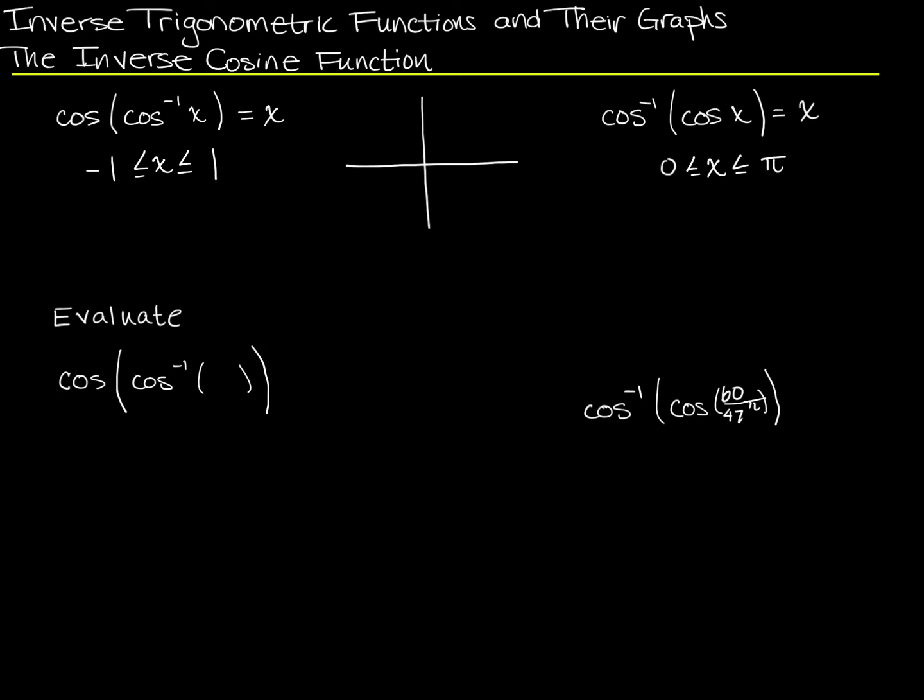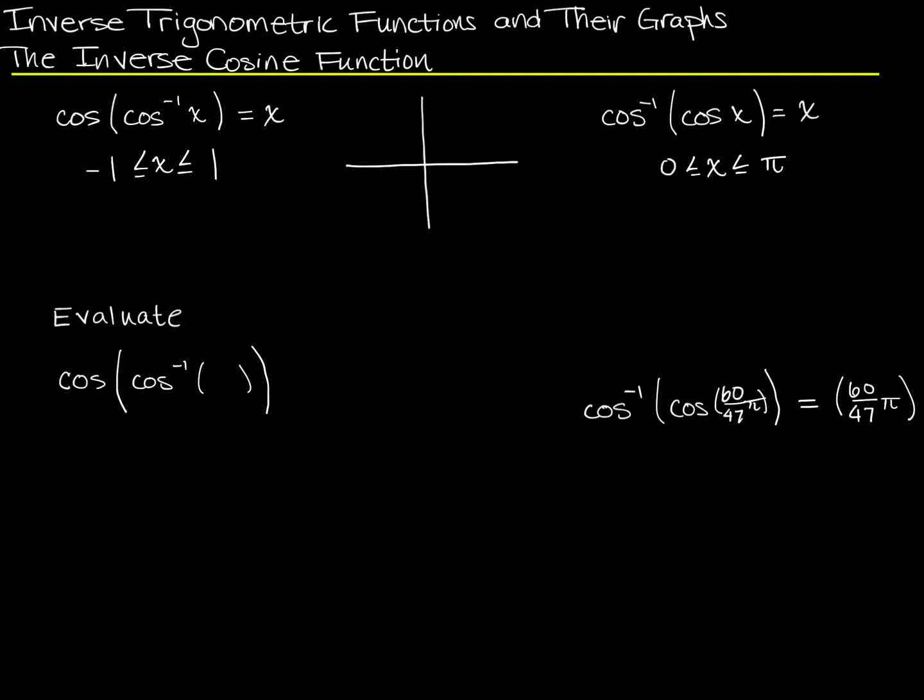Because I know the cosine inverse of the cosine of a value is just the value, as long as the value is in this range of values here. Is it between 0 and pi? And it's not, right? Pi would be 47 over 47 times pi. 47 over 47 times pi would be pi, 1 times pi. So 60 over 47 pi is too much.